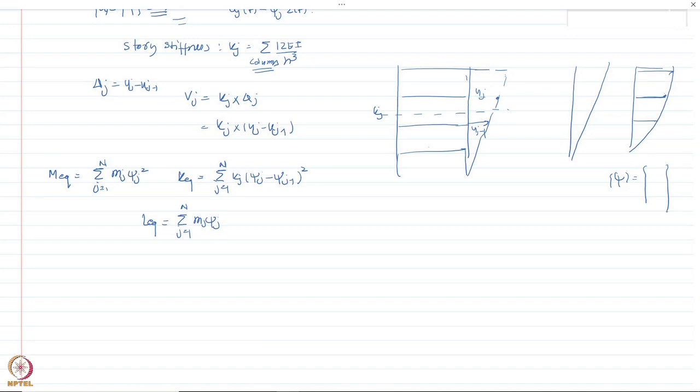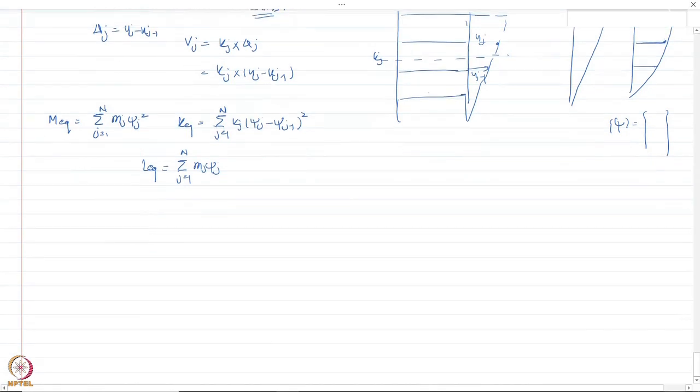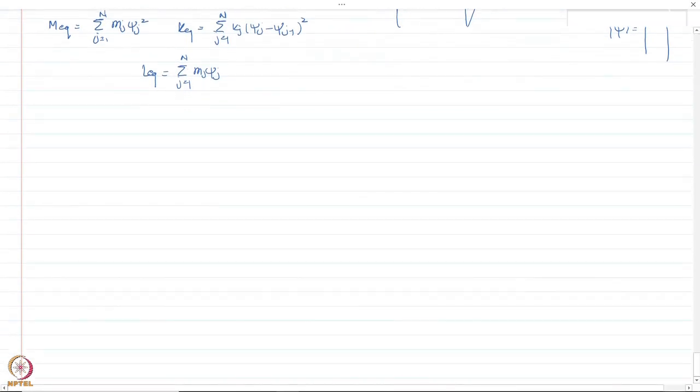So let us consider a 5-story building, in which I am assuming that at each level the mass is the same. 1, 2, 3, 4, and this one becomes 5. All these masses are m, and all these story stiffnesses are k.